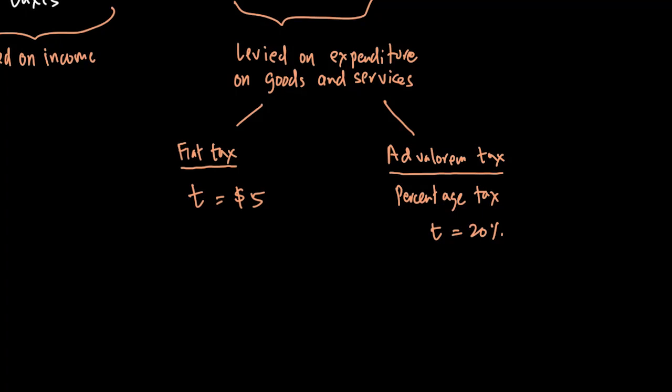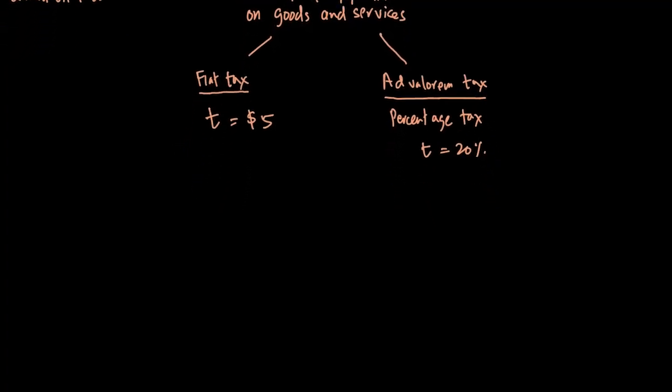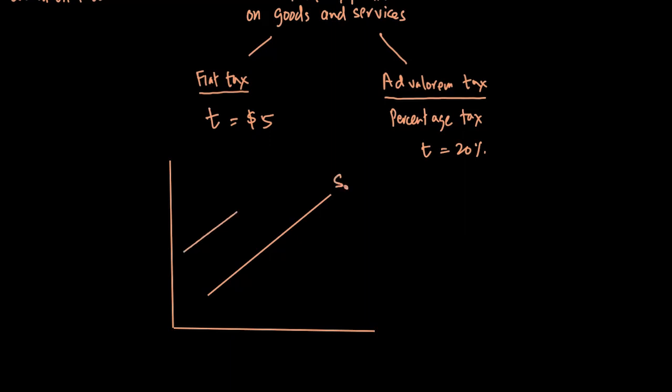Because a flat tax is an amount tax, it results in our supply curve shifting backward by the same amount. We learned this when we were doing taxes: the impact of a tax results in the supply curve shifting backward. So let's say this is my supply curve before, and I am putting a tax of $5. The supply curve will shift backward from S0 to S1, where the distance between the two supply curves will be the amount of the tax, which is going to be $5.